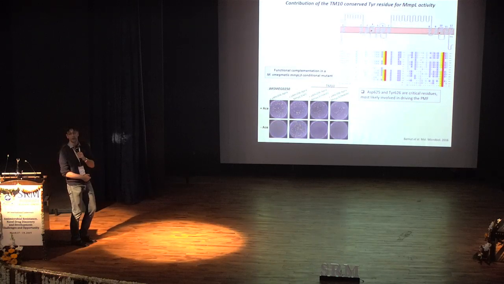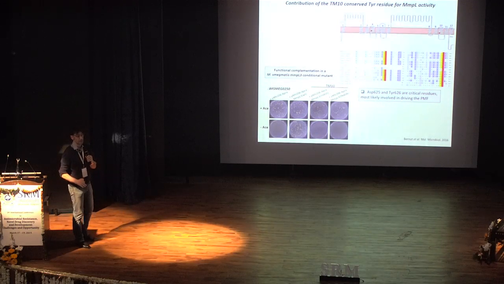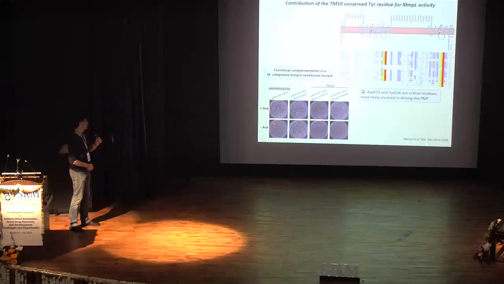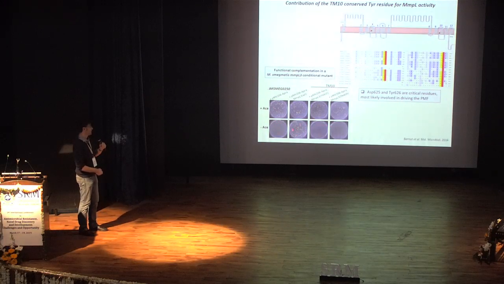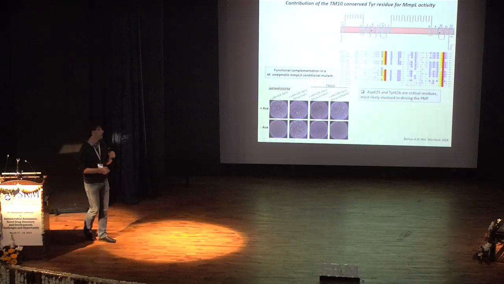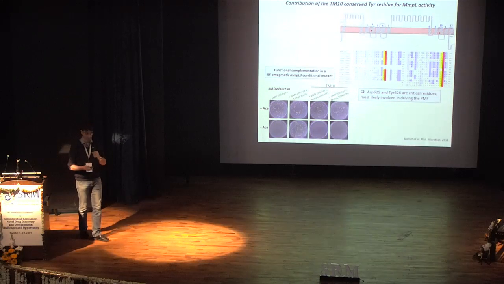using an MMPL3 conditional mutant in M. smegmatis. So MMPL3 is the only essential MMPL in smegmatis and tuberculosis. So this conditional mutant can grow in the presence of acetamide, but not in the absence of acetamide, unless you complement it with a wild-type MMPL3. However, when you complement it with the MMPL3 alleles that are mutated in these tyrosine or aspartate residues here and here in TM4 and 10, there is no growth, clearly indicating that these residues are extremely important for the activity, probably because they are driving the proton-motive force of the transporter, which is important to energize the system.